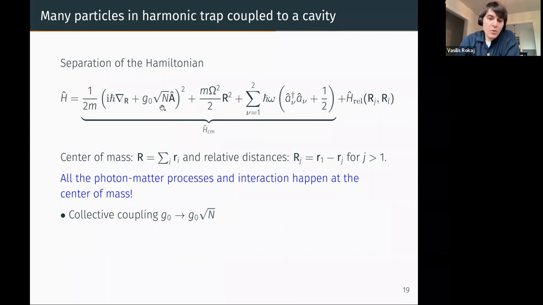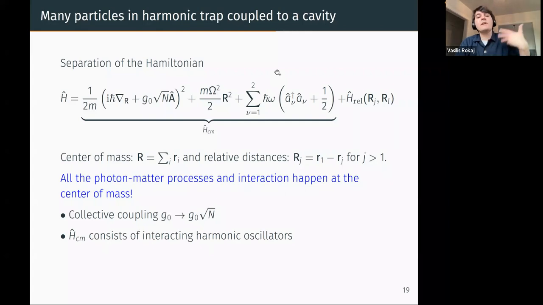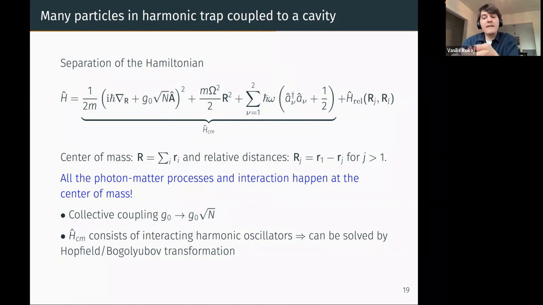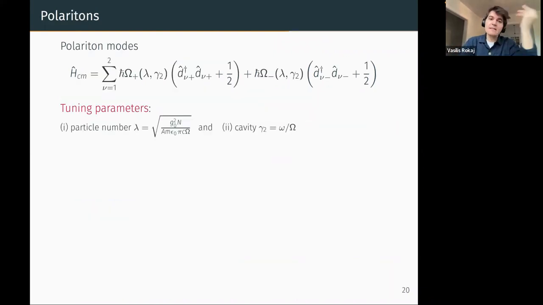Let me just note that because of going to the center of mass, you already get this enhancement of the single particle coupling g naught by the square root of N. So this is the first sort of collective behavior that we already see here, that the coupling scales. As I told you, the center of mass consists of two harmonic oscillators, and we can solve this with a Hopfield-Bogolyubov transformation between light and matter. This is not a Bogolyubov transformation like the one before, just to absorb the A squared term, but a Bogolyubov transformation between light and matter coordinates. Then you get two uncoupled harmonic oscillators, D plus and D minus. These are now the polaritonic operators.